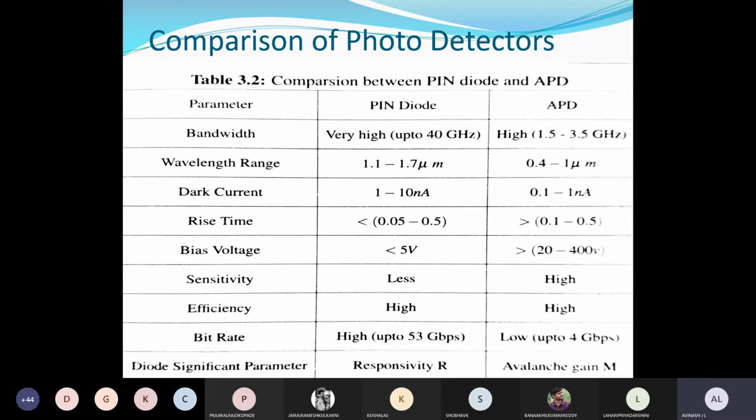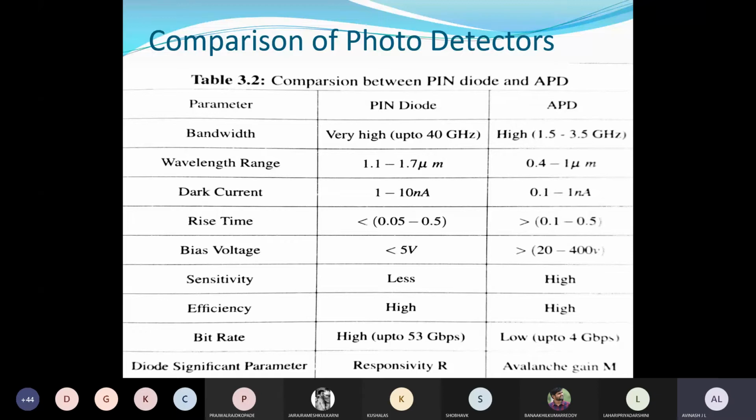Now when you're talking about the PIN diode, the bias voltage is less. The requirement of bias voltage is very important. If we are not offering that much high voltage, you see that the bias voltage requirement in a PIN diode is less than 5 volts. So less than 5 volts is a good thing.